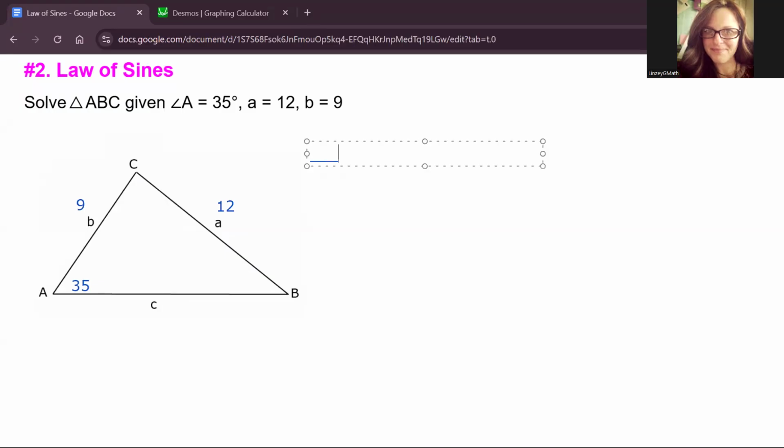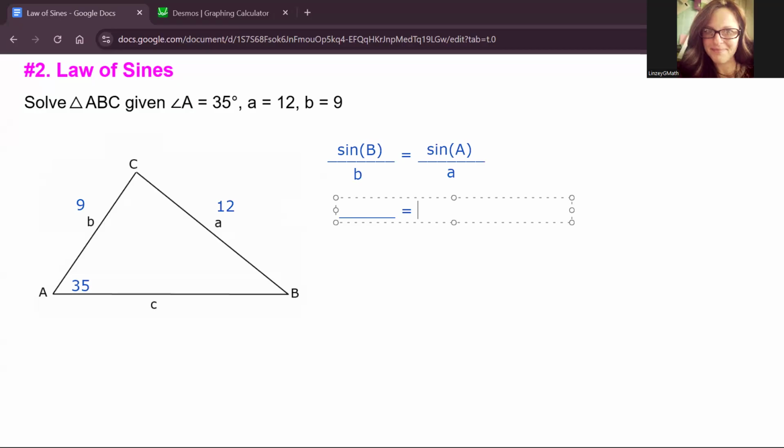All right, and we'll set up our law of sines, our proportion. Let's solve for angle B. So I'm going to put sine of angle B in the top, keeping our unknown in the top for easier calculations. Sine of angle B over side B is equal to sine of angle A over side A. And we'll fill in our formula with the numbers. We're looking for angle B, so sine of angle B. Side B is 9. Angle A is 35 degrees, and side A is 12.